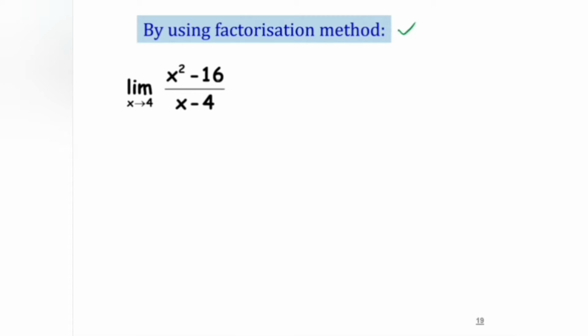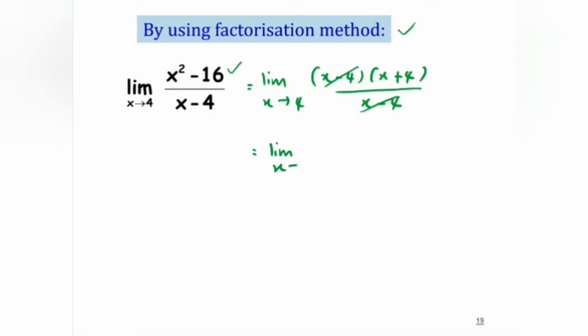If you look at the question here, we can actually factorize the numerator. Limit of x approaches 4, for the numerator, you can factorize to x minus 4 times x plus 4 over x minus 4. We can cancel off the x minus 4. You will get limit of x approaches 4, x plus 4. And then, as usual, just substitute the value of x into the function. You will get 4 plus 4 equals 8.